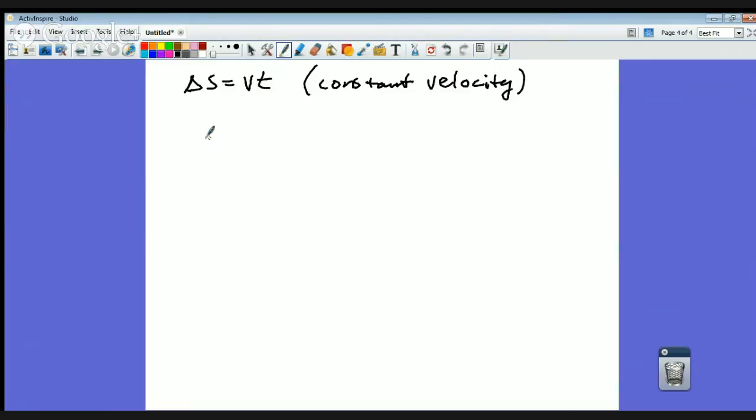Now, if the velocity is not constant, we have acceleration. And we know that the acceleration, or at least the average acceleration, is going to be VF minus VI divided by the amount of time it takes for that velocity to change. You could also say it's the change in velocity over time. Remember, the triangle means the change in.